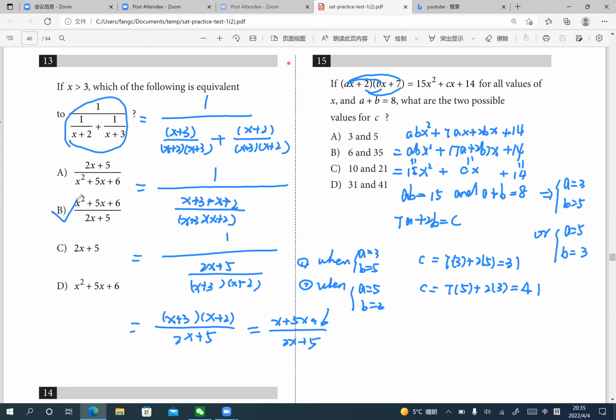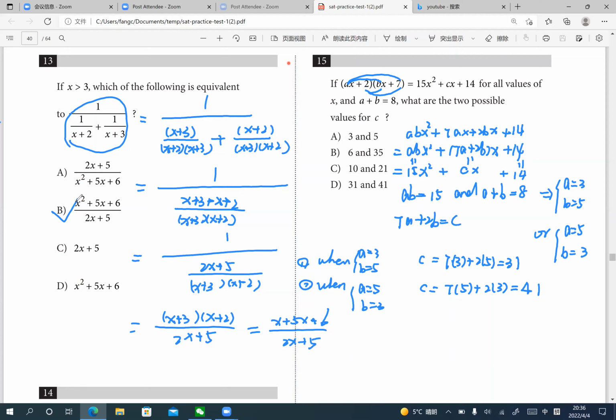Now we see the first two given conditions. One is a times b equals 15, and another one is a plus b equals 8. So there would be two pairs of possible values. One pair is a equals 3, b equals 5. Another one is a equals 5, b equals 3. So we are not sure which one is 3, which one is 5. But for 3 and 5, the sum of them is 8, and the product of them is 15. So we have two possibilities.